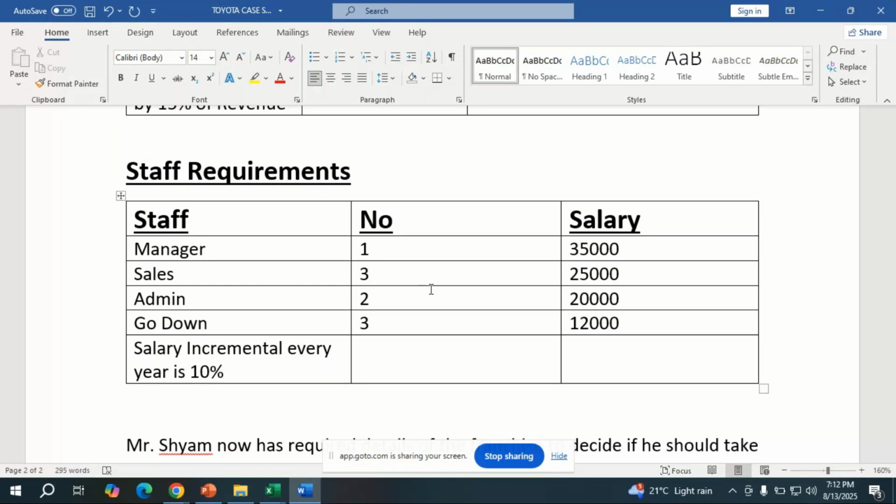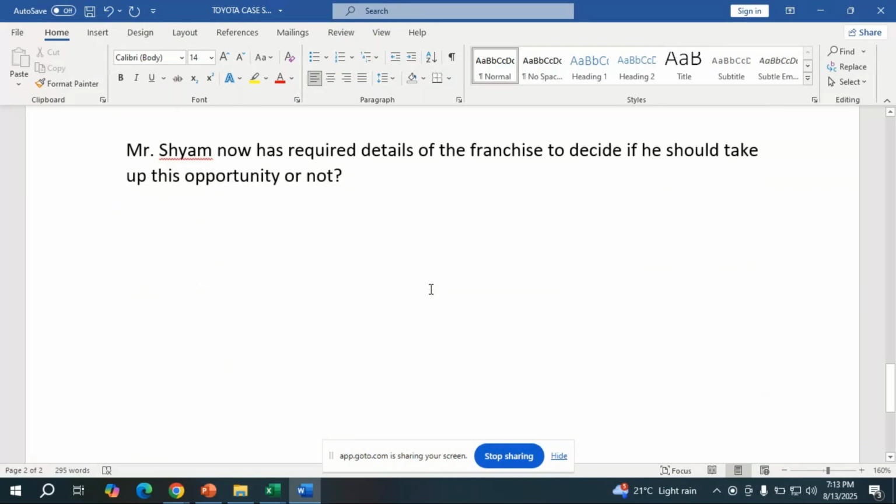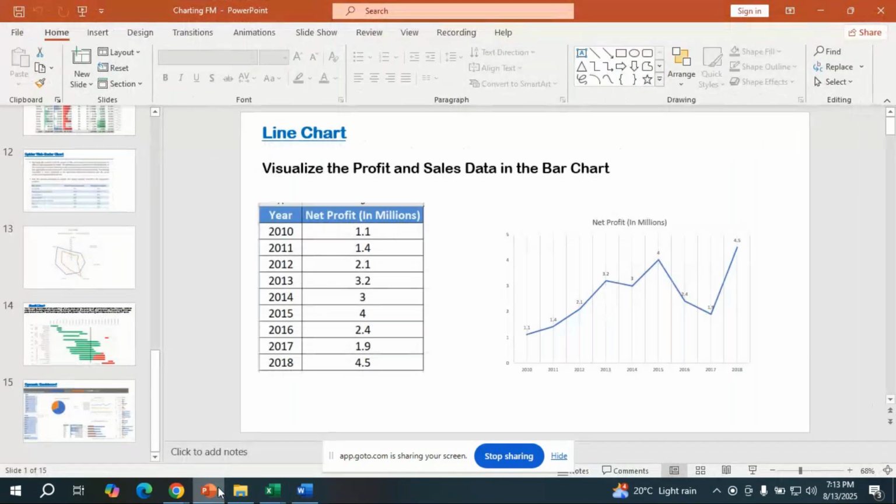It is mandatory. So Mr. Shah now has the required details of the franchisee to decide if he should take up this opportunity or not. Should he invest in this business or not is the question. In which way are we going to get the answer? We have done two case studies, right? How did we get the answer on whether to invest in this opportunity or not? What is the final result based on which we take the decision? Can I have the answer from your side? How do I get the answer?